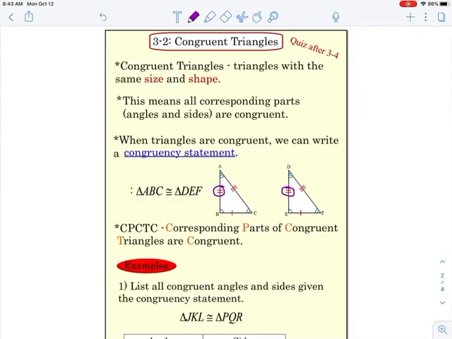That means that AB is congruent to DE. This has 1 hash mark, that has 1 hash mark. So BC is congruent to EF. And then the 3 hash marks would be congruent to the 3 hash marks. So AC is going to be congruent to DF.